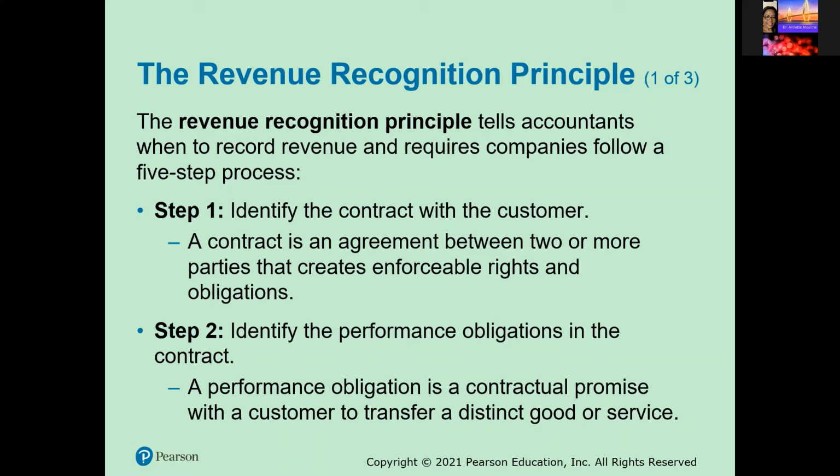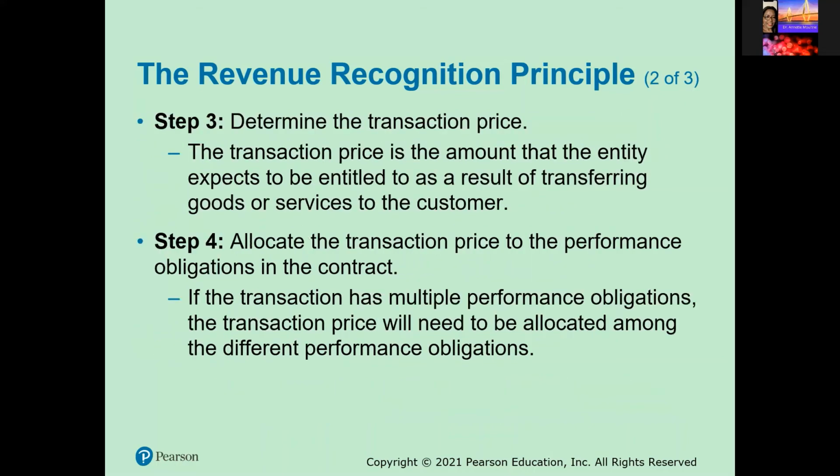For example, AT&T. AT&T provides a new phone to customers. Customers will sign a 2-year service agreement. So with the phone and the service agreement, it represents two distinct performance obligations. Again, the cellular service agreement and the new phone. That's identifying the performance obligation.